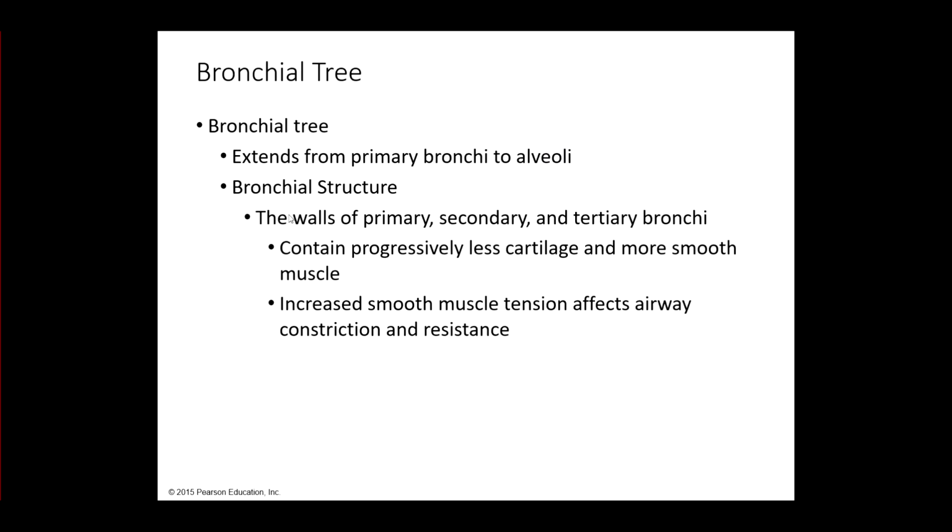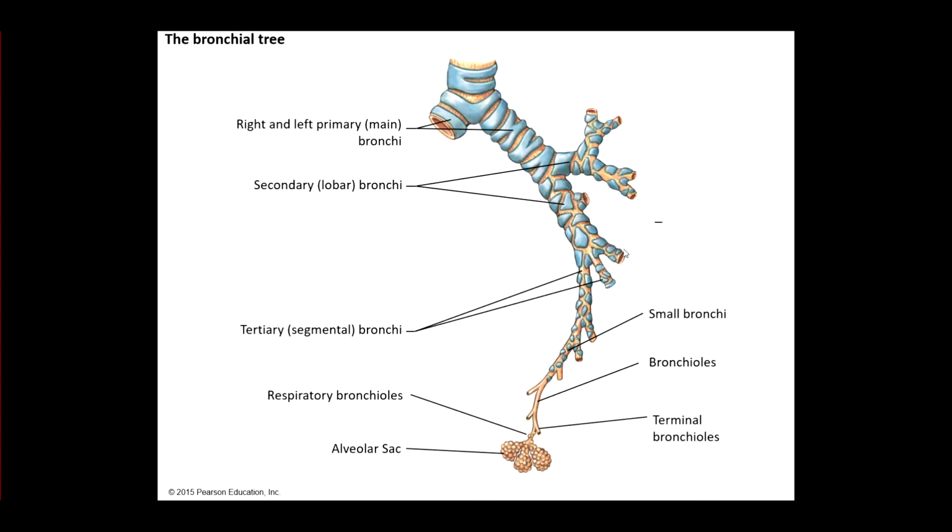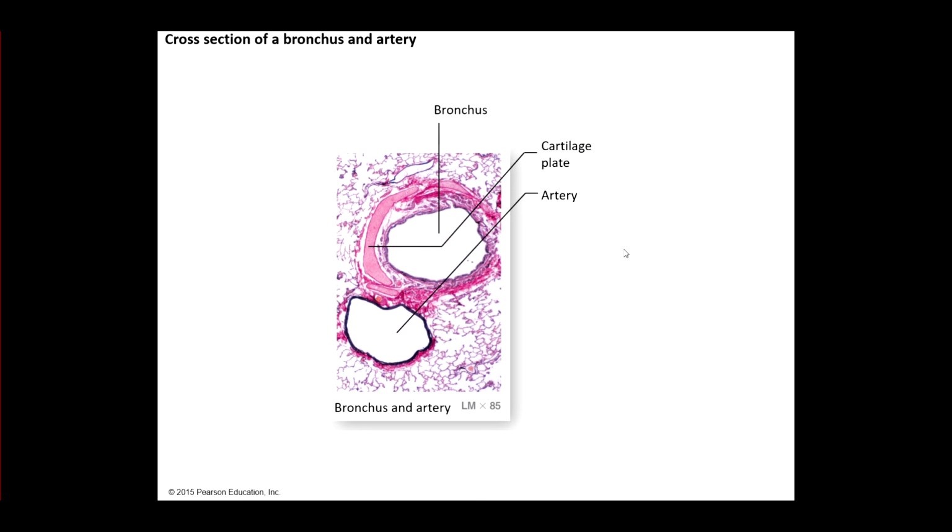Okay, so again, just make sure we have everything. The bronchial structure, again, as the bronchi get smaller and smaller, there's going to be less and less cartilage and more smooth muscle. Why is that important? It's because the smooth muscle will allow for control of airflow, right? We can have bronchodilation, we can have bronchoconstriction.